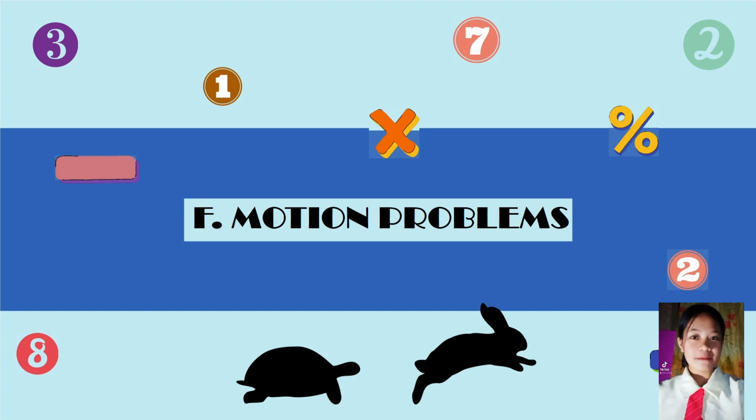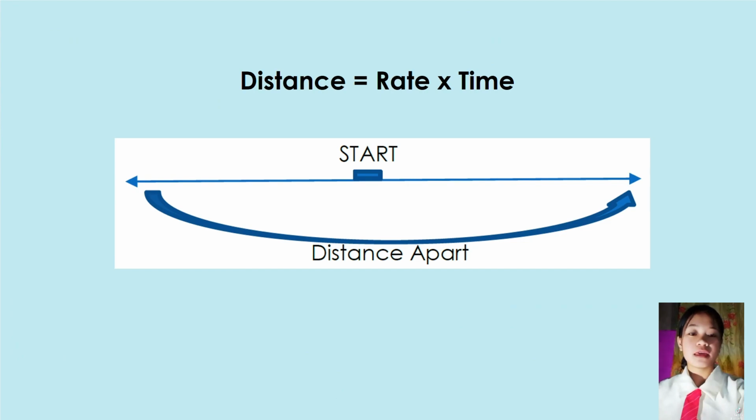Okay, so this time, let's proceed to the motion problems. In the solution of motion problems, there are three quantities which should always be considered: distance, rate, and time. We have a formula which is distance equals rate times time.